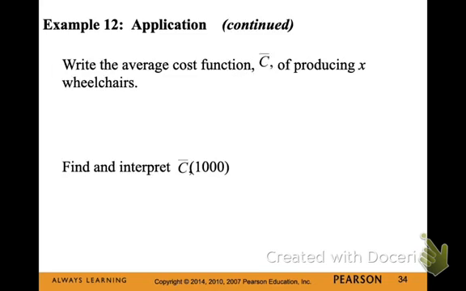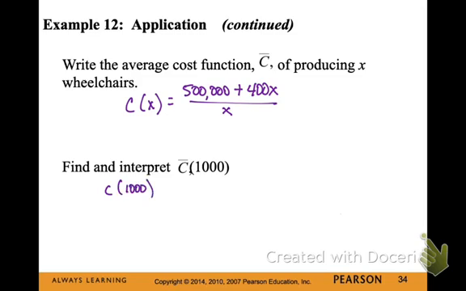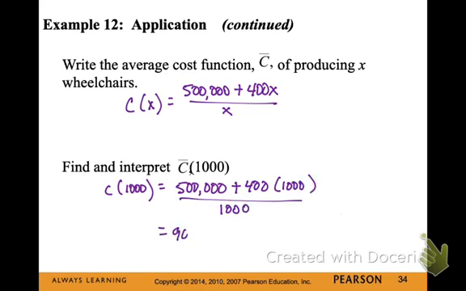Now, the average cost function just means the cost per chair. So we'll take the total cost function of $500,000 plus 400x, and then we'll divide that by the number of chairs. And now you can see that application of a rational function. So now let's say, what if we produce 1,000 chairs in a month? Let's plug in 1,000 for x. If we plug it into the average cost function, then that will tell us what our average cost per chair is if we can produce 1,000 per month. So $900 is the average cost per chair for producing 1,000 in a month.